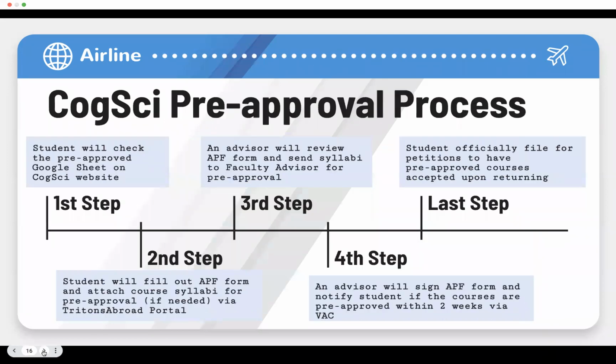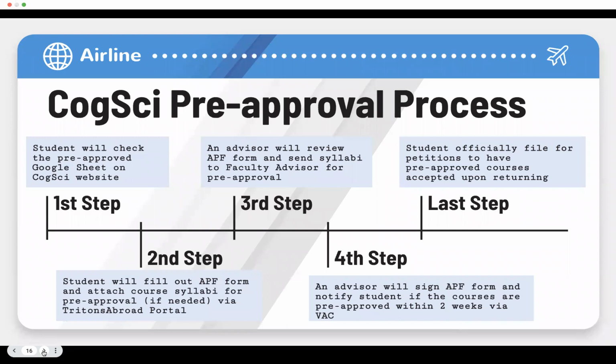Next slide, please. And here is the process for the student for the pre-approval process for CogSci. We do have a pre-approved Google Sheet that is embedded on our website that students could check. If the course they want to take is not listed on the pre-approval sheet, they are welcome to submit attached course syllabi for pre-approval to their Triton Abroad portal when they submit their APF form as well. And then an advisor will review their APF form, and then they will move forward the syllabi to one of our faculty advisors to see if the course can be tentatively pre-approved for the student.